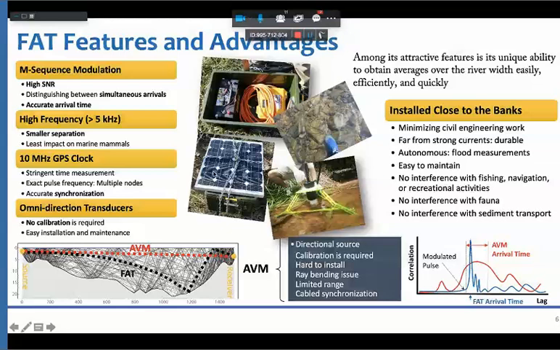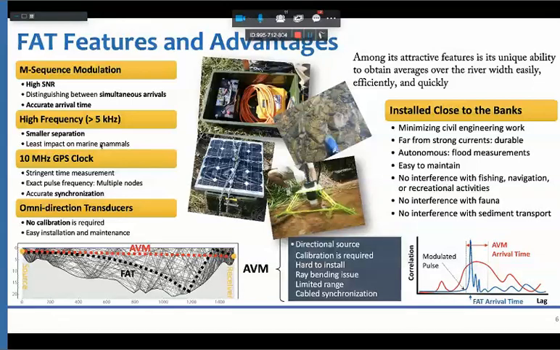So we actually do the same thing, and it allows us to distinguish between the different sources, but the exact arrival time. And also it increases the correlation between the pulse that is sent and received. So we're going to have a very sharp peak, which allows us to estimate the arrival time with very high precision. And the other thing is that it has higher frequency.